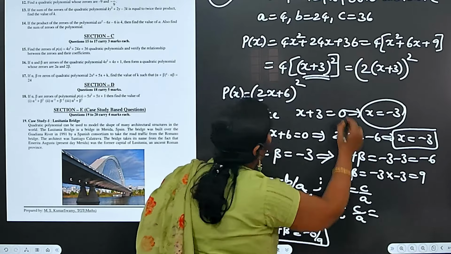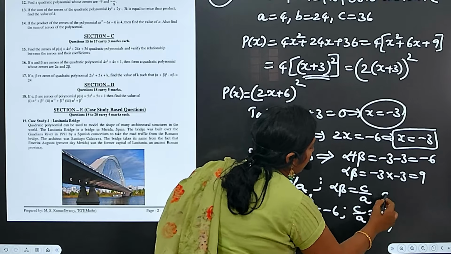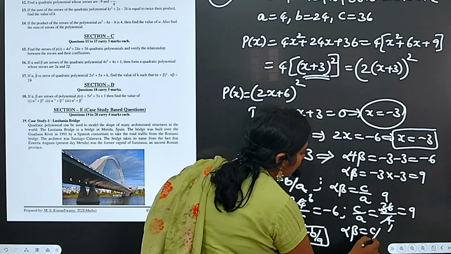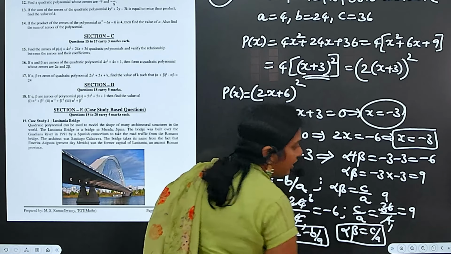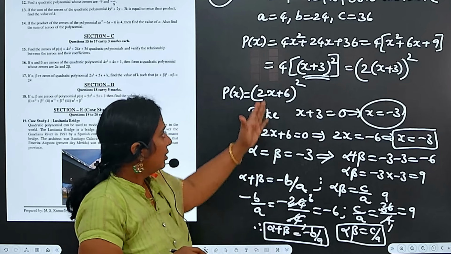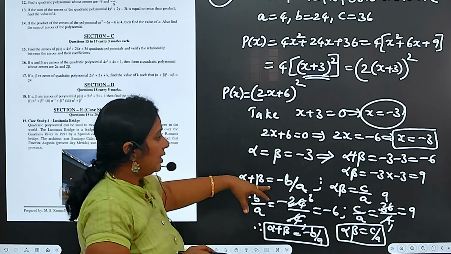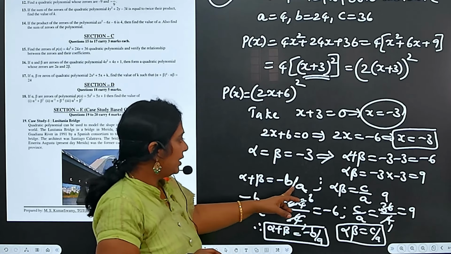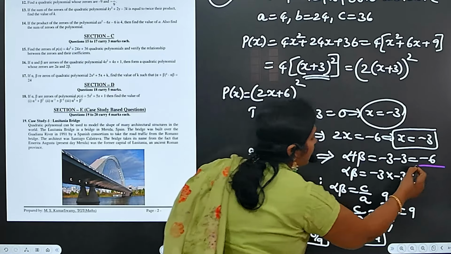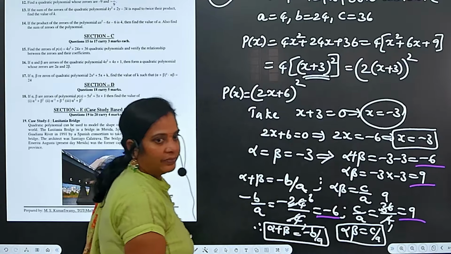You take c equal to 36, a is 4, 4 1s are 4, 9s are, it is 9. So alpha beta equal to c by a. This is also verified. Find the polynomial zeros from that verification. Here already it is verified. Alpha plus beta is minus b by a, alpha beta is c by a. Alpha plus beta minus 6, alpha beta 9. Okay.